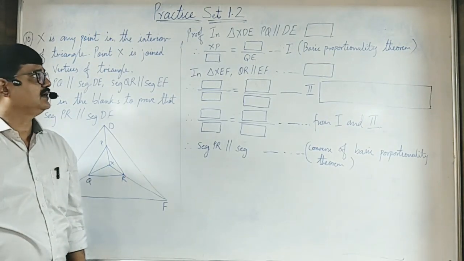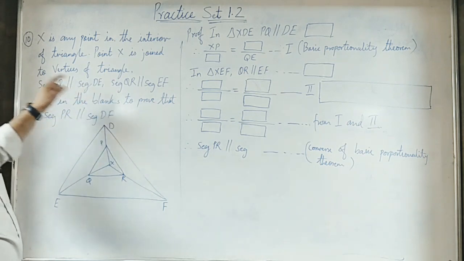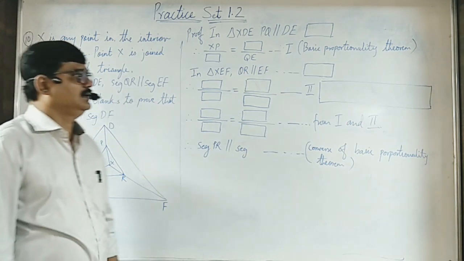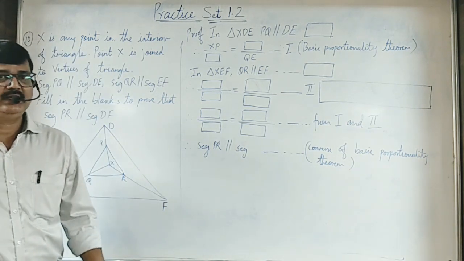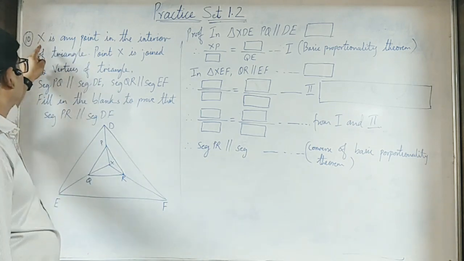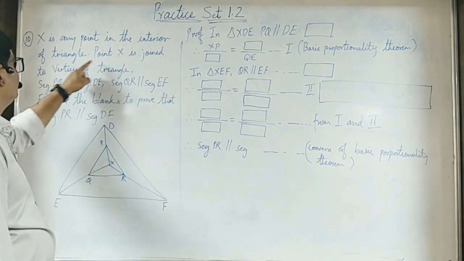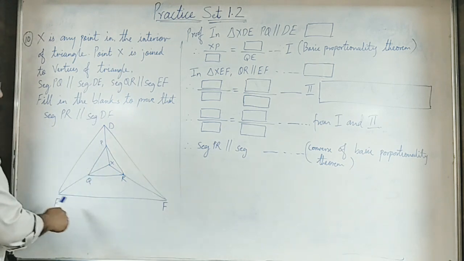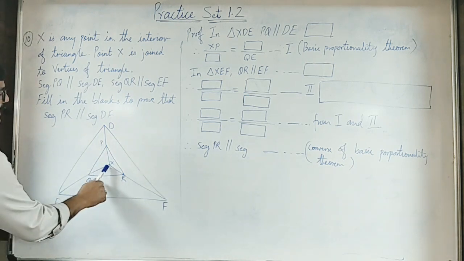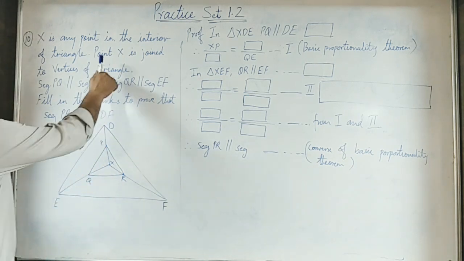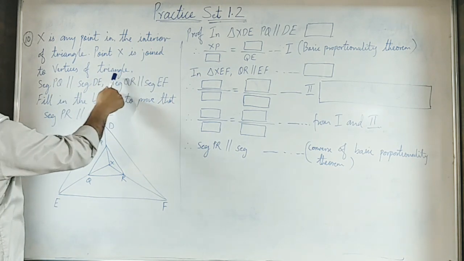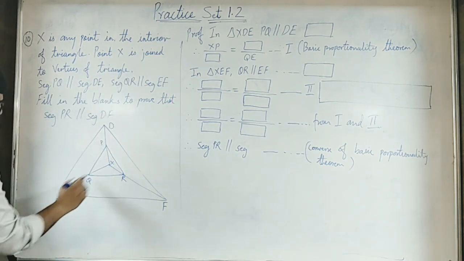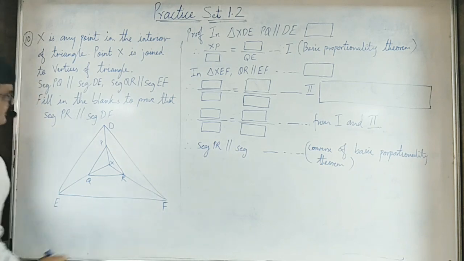Now students, let's start with practice 1.2, sum number 10. It is an activity based sum, and it is very simple. Here they have given X is any point in the interior of a triangle. Now you have a triangle DEF, and X is in the interior of it. Point X is joined to the vertices of the triangle, that means XE, XD, XF are joined. Can you see that?